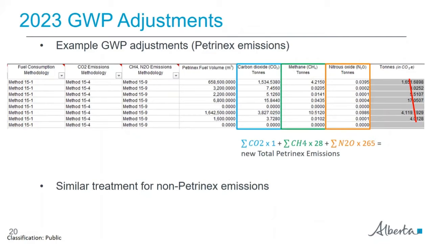So, 2023 GWP adjustments. Other than the population change adjustments, the previously submitted emissions need to be adjusted using the new global warming potentials for 2023. To do that, we'll multiply the GWPs by the total emissions for each species to get the carbon dioxide equivalent. These carbon dioxide equivalents, or CO2e, for each species will be added up to get the new total Petronex emissions. Similarly, the non-Petronex emissions for each compound will be multiplied by the respective GWPs to get the CO2e and subsequently the total non-Petronex emissions.